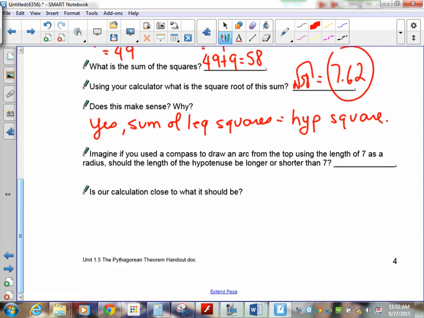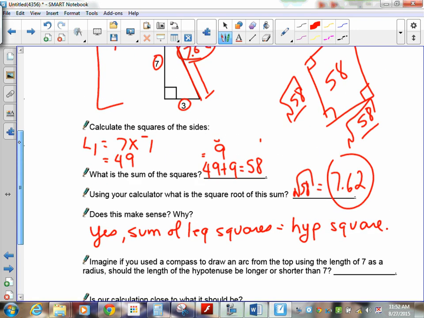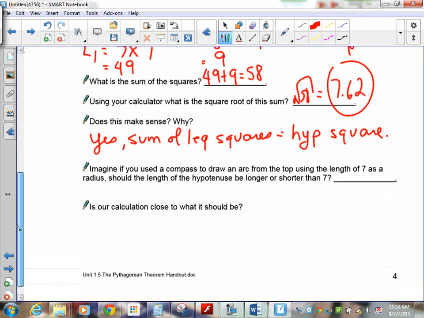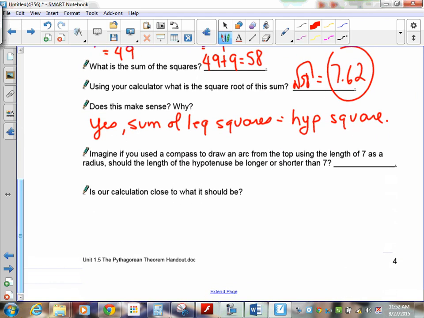Okay? Now imagine if you used a compass. This is another way to look at it. Imagine you used a compass to swing this around. You'll see that this is 7.62, isn't it? And that's 7. So it does make sense. Imagine if you used a compass to draw an arc from the top using the length of 7 as the radius. Should the length of the hypotenuse be longer or shorter? Well, we just told you, and you figured this out. It's got to be longer. Is our calculation close? Yes.